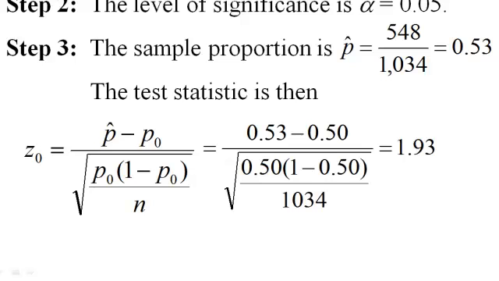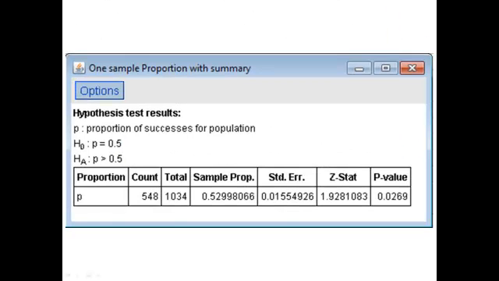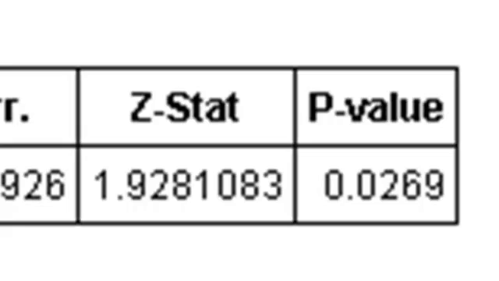Now you might want to try working through this by hand just to get comfortable with the calculation, but it's basically just something we can let the software calculate for us. And so the test statistic, z sub 0, turns out to be 1.93. And in fact, when we run this through StatCrunch, it also gives us the value for the test statistic as about 1.93. And the corresponding p-value is 0.0269.